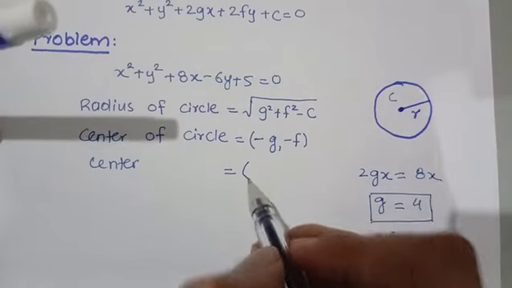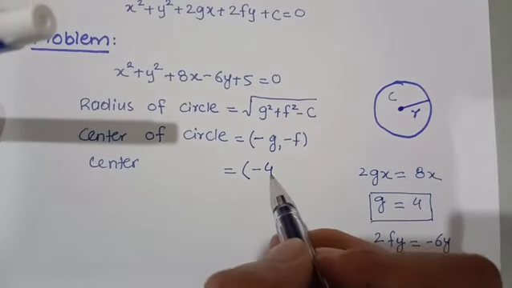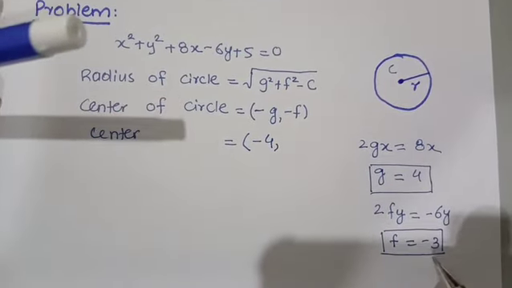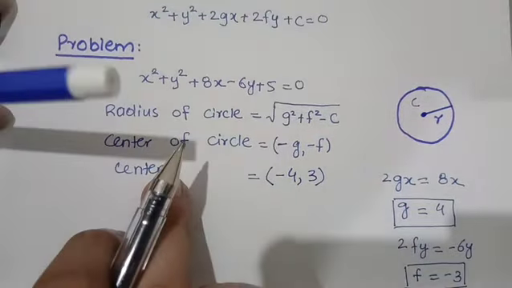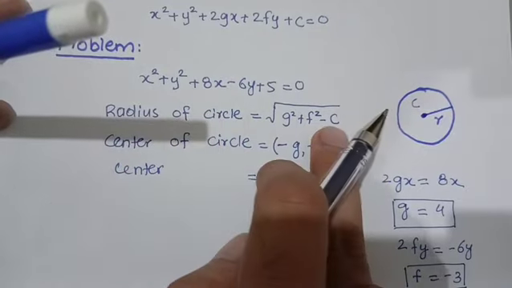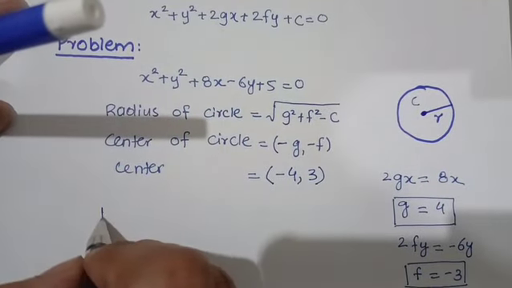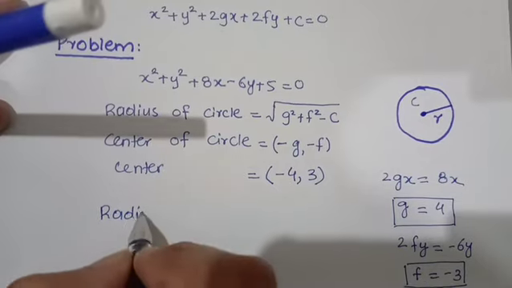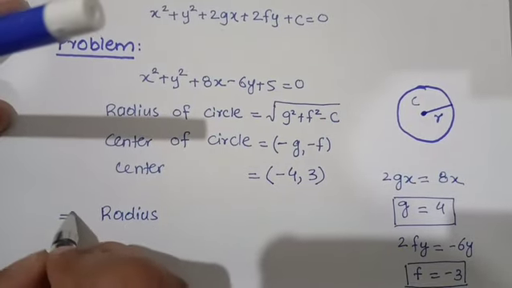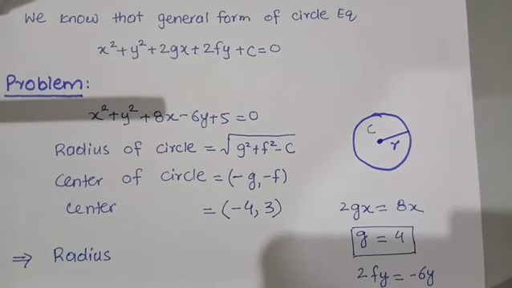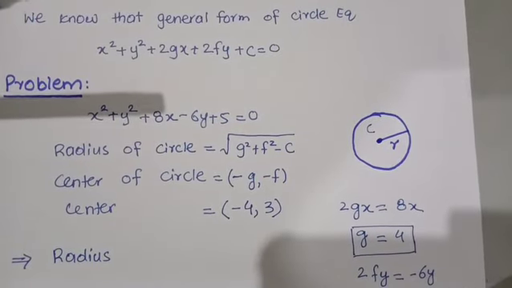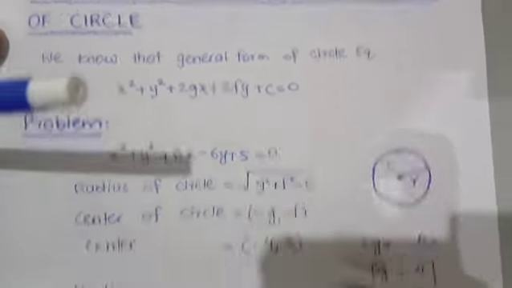We'll write minus g, this will become minus 4, and minus f, this is minus 3, this will become positive 3. Now we have the center, we have the equation of radius. We will put the values of g and f, and c is equal to 5. C is this one, 5.